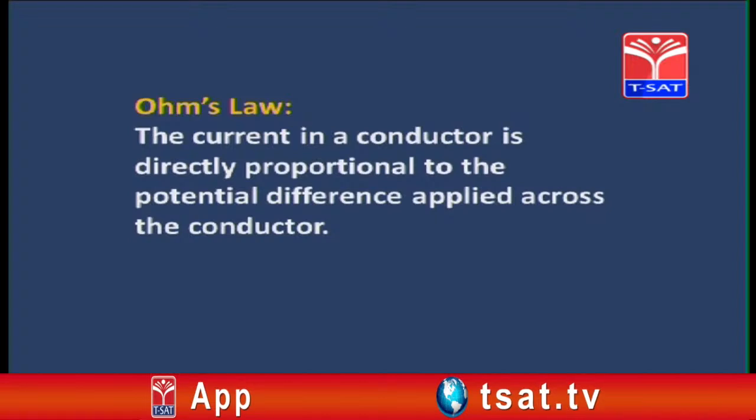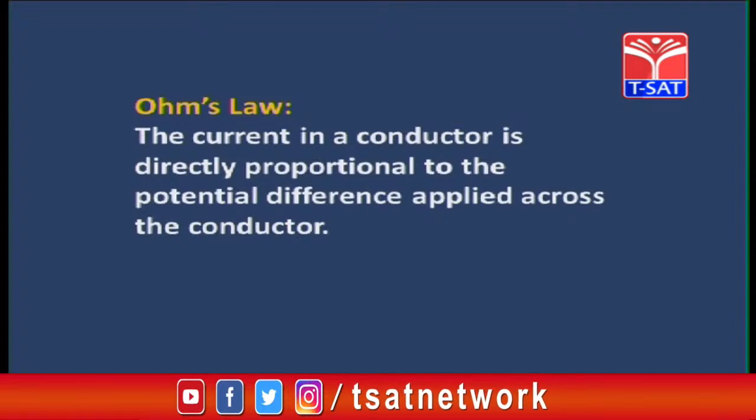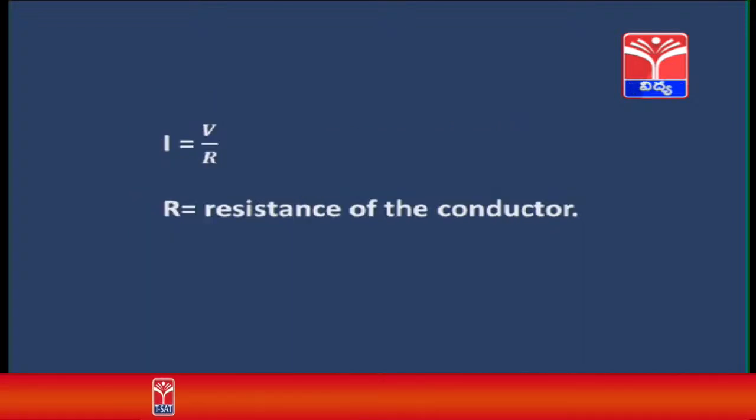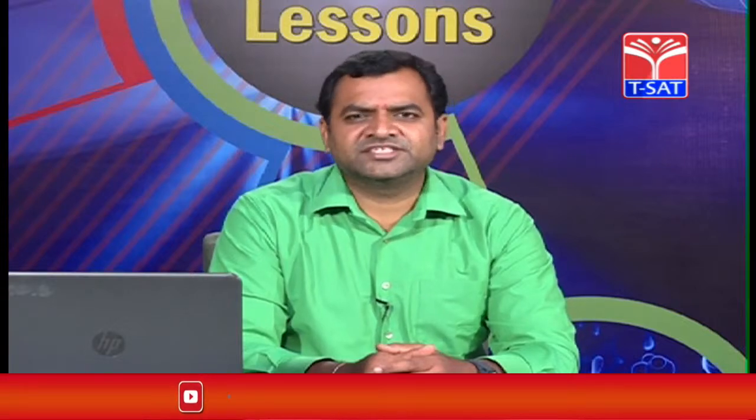We discussed Ohm's law. Ohm's law says the current in a conductor is directly proportional to the potential difference applied across the conductor at constant temperature. Current I is equal to V by R, where R is resistance of the conductor. Let us discuss Ohm's law a little more in detail.